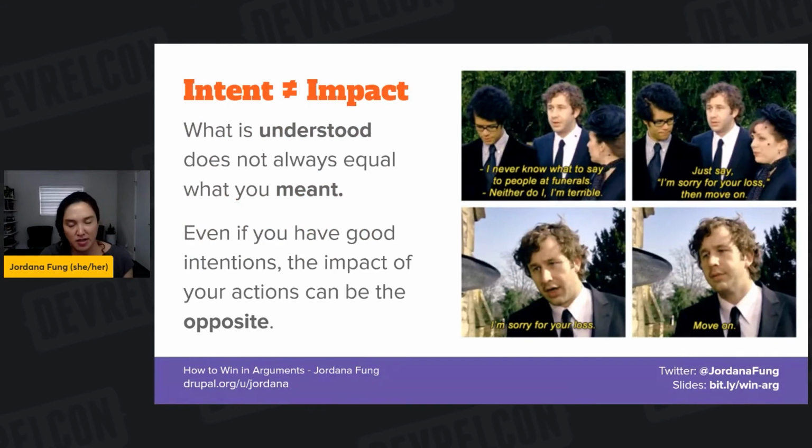We can have good intentions, but we can still do harm. So I want to kind of hammer in this fact that intention does not equal impact, and intention does not erase impact. Something small for you can be something very big and important for somebody else. So what is understood by the other person may not be what you meant. So we should always be careful and mindful of that.